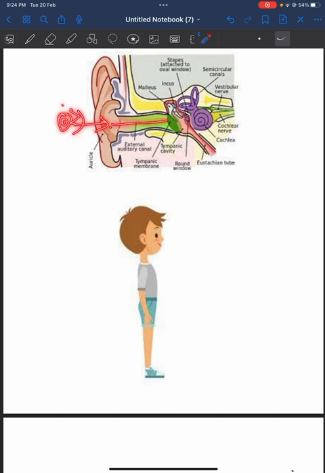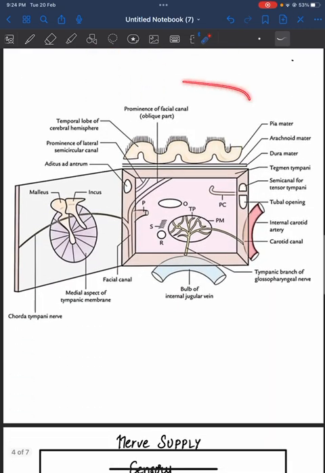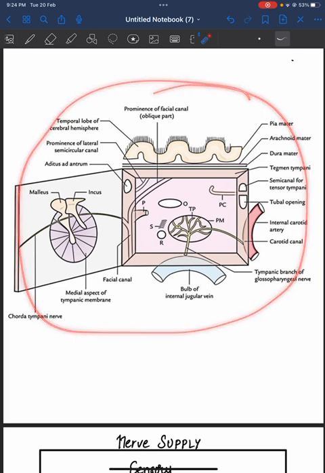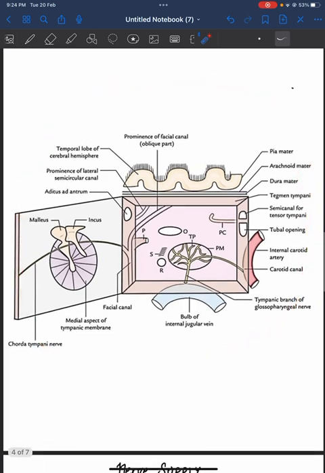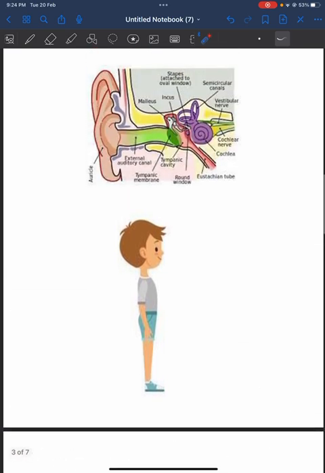When you're seeing the middle ear, you can see that there is the eardrum over here, right? So remove this eardrum, or else imagine that this eardrum is a door having a knob over here. So open it outward. When you open it outward, you will receive this kind of image. Okay, you understood, right?